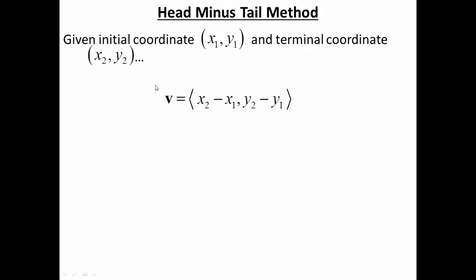We take the head, which is the terminal point, and we take the tail, which is the initial point, and we just subtract. Just like if I wanted to know distance, if I'm starting at 7 and I'm ending at 14, I don't do 7 minus 14, I do 14 minus 7. The final position minus the initial position. The second x minus the first x.